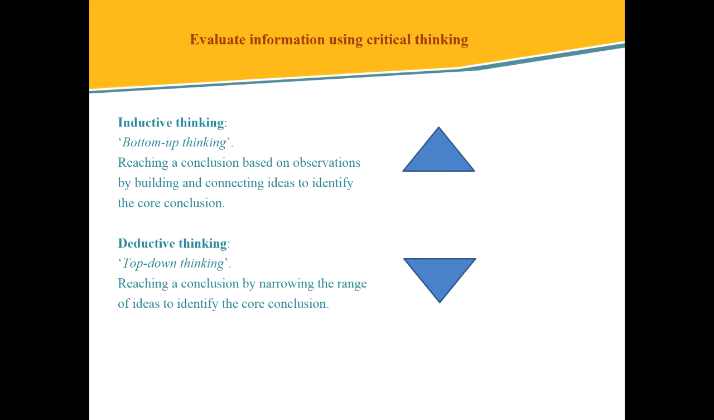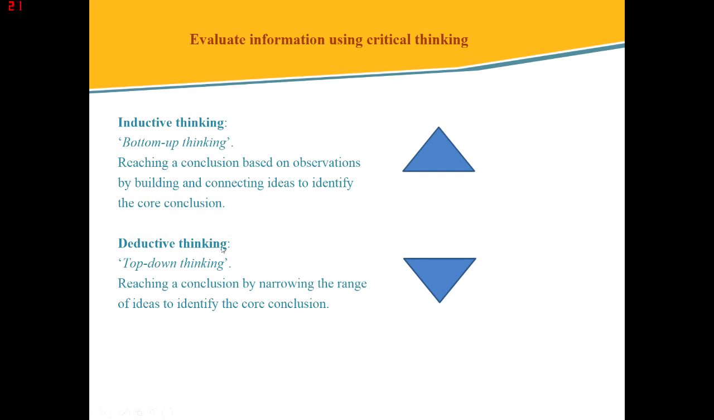So there are two types of ways of evaluating information using critical thinking, and you've probably heard of these already. We'll come across the concepts. First one is inductive thinking, and the second one is deductive thinking. So inductive thinking is also known as bottom-up thinking. As you can see through the triangle, you've got the bottom there going up. It's reaching a conclusion based on observations by building and connecting ideas to identify the core conclusion. As you can see, you come to a conclusion after your observations.